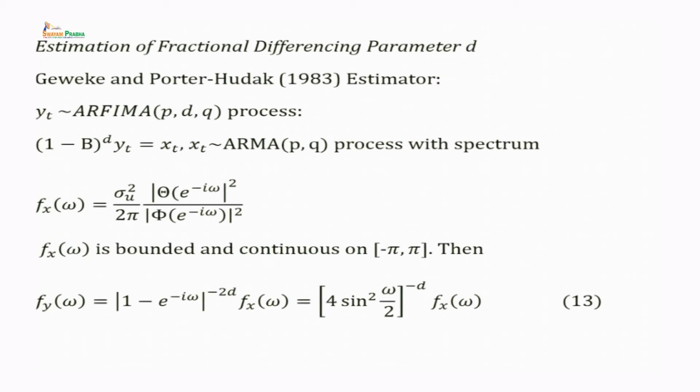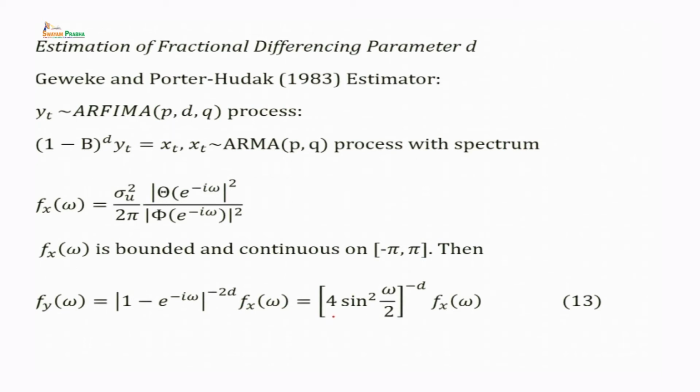Now, we consider the estimator of differencing parameter d given by Geweke and Porter-Hudak. Suppose y_t follows an autoregressive fractionally integrated moving average process of order (p, d, q). So, (1 minus B) to the power d y_t is equal to x_t, and then x_t follows an ARMA(p, q) process with this spectral density. Then f_x(omega) is bounded and continuous on minus pi to pi. Further, f_y(omega) is equal to mod 1 minus e to the power minus i omega to the power minus 2d f_x(omega).